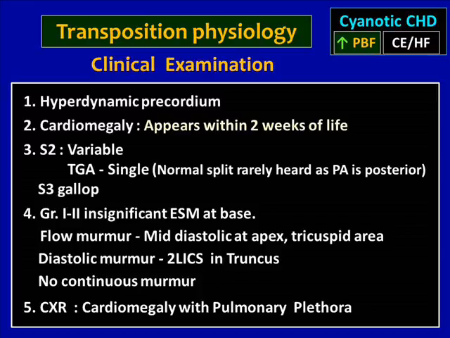Sometimes one may hear a diastolic murmur in second left intercostal space due to regurgitation across semilunar valves, and if heard, it typically occurs in truncus arteriosus. In this group of patients, there is no continuous murmur. Why? Because the pulmonary artery pressures are in higher range in this group of patients with increased pulmonary blood flow. Chest X-ray shows cardiomegaly with pulmonary plethora.